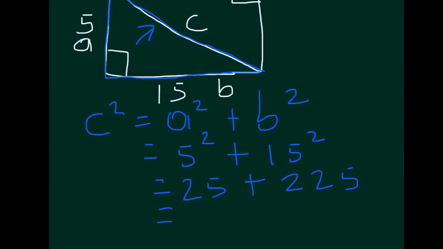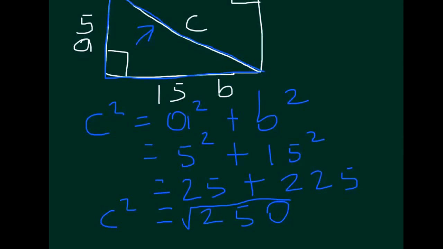And if we add both of those, we get 250. Alright? So again, c squared is equal to 250. Therefore, c would be equal to the square root of 250. Obviously, punch that in your calculators. Boom, you got it. Right?